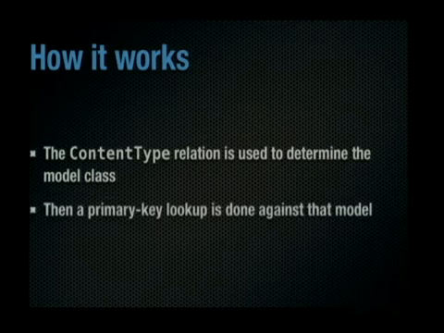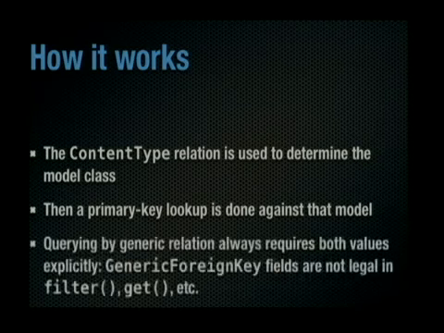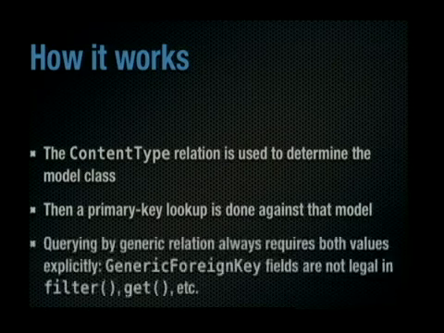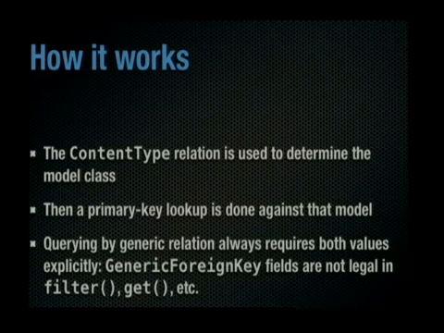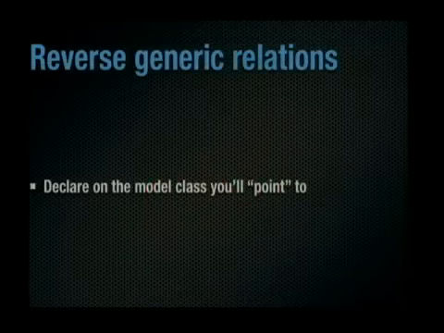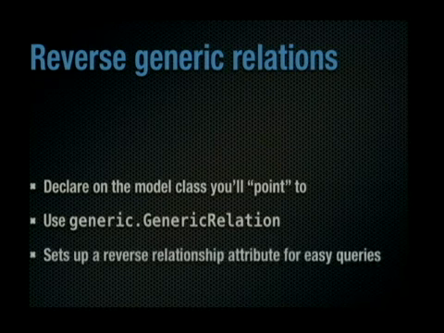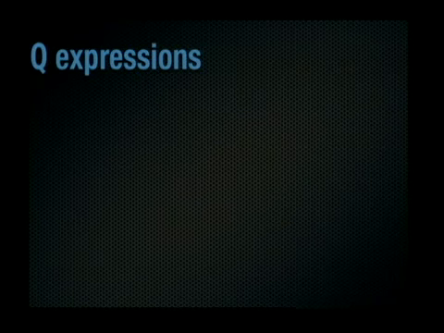Content type is basically just a model that stores an app label and module name. Does primary key lookups against that model. Generic foreign key basically only works for accessing it directly. You can't pass it into filter, you can't query on it, because you can't express it easily at the SQL level. There is a reverse generic relation that you can declare on a class you intend to point to. It's just the class generic relation, and gives you a reverse relationship back to the thing with the generic foreign key.